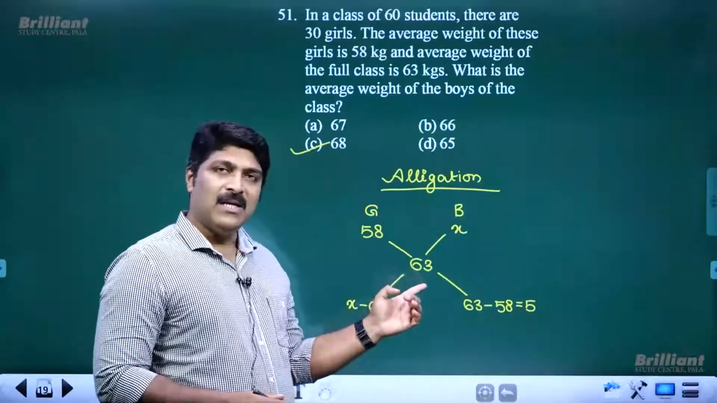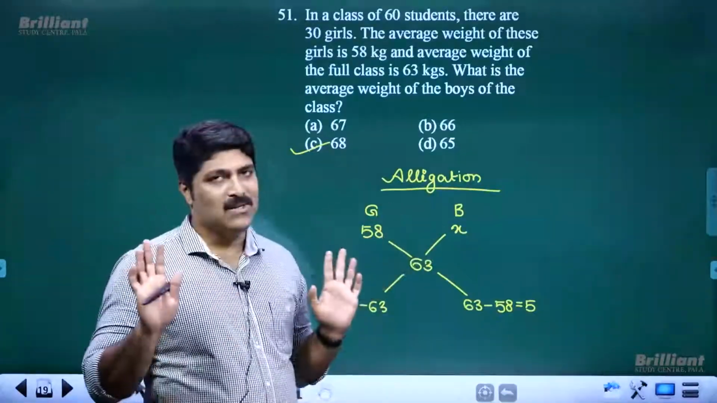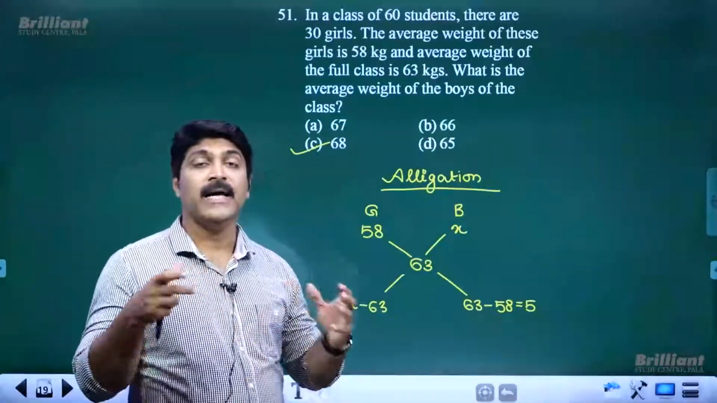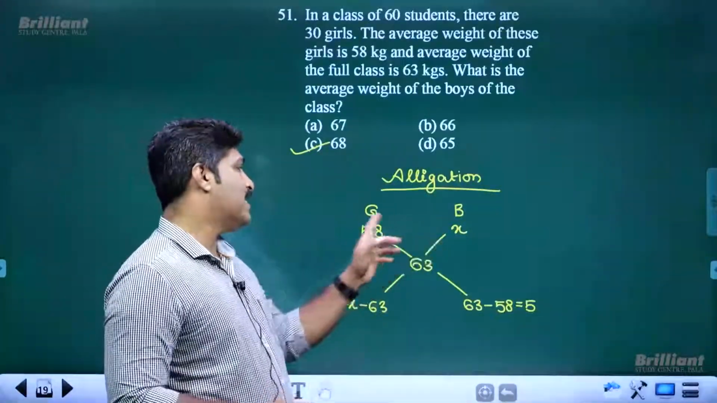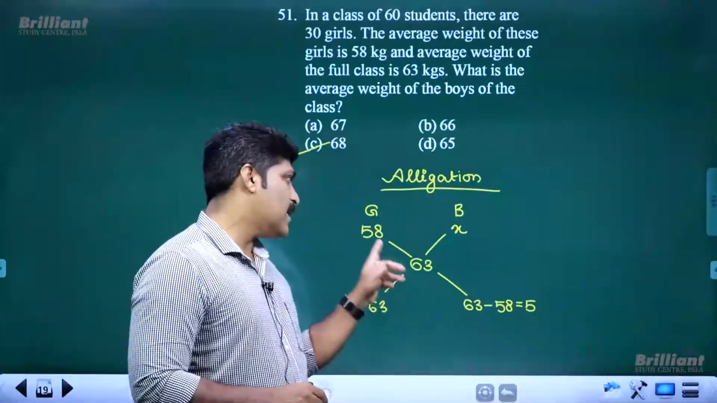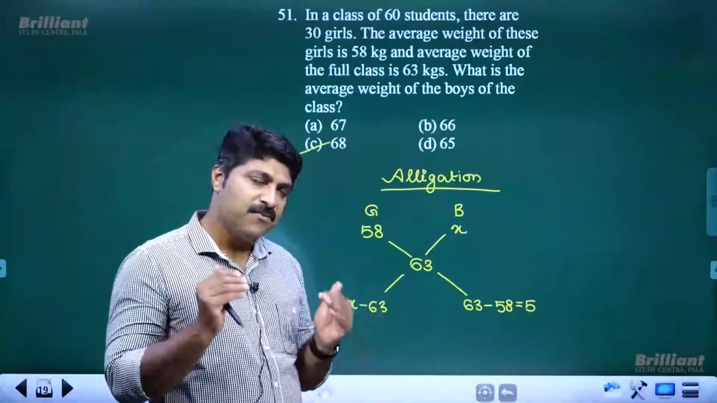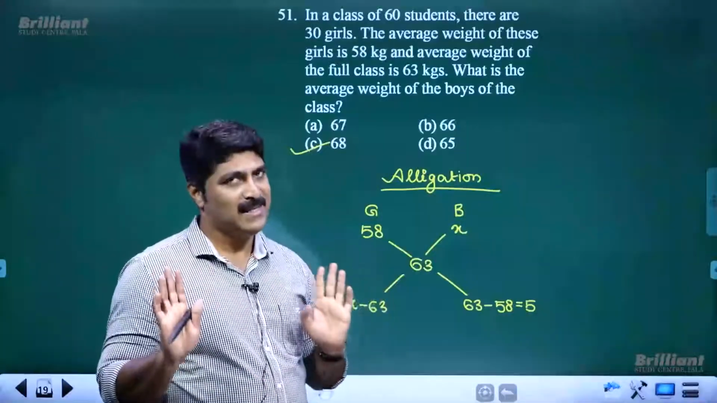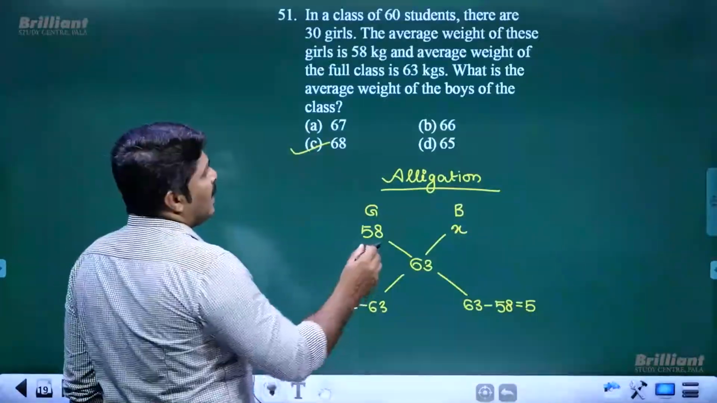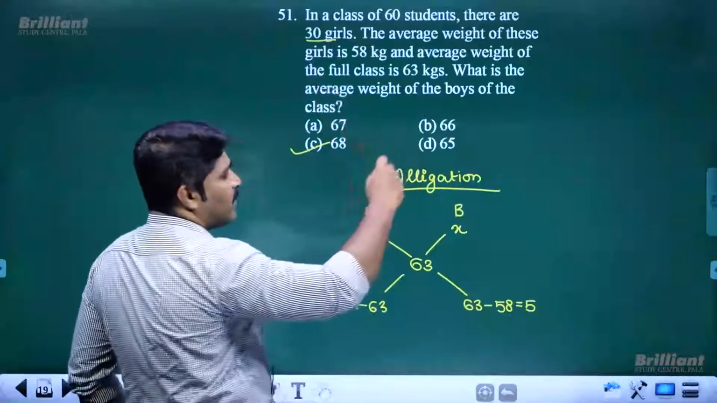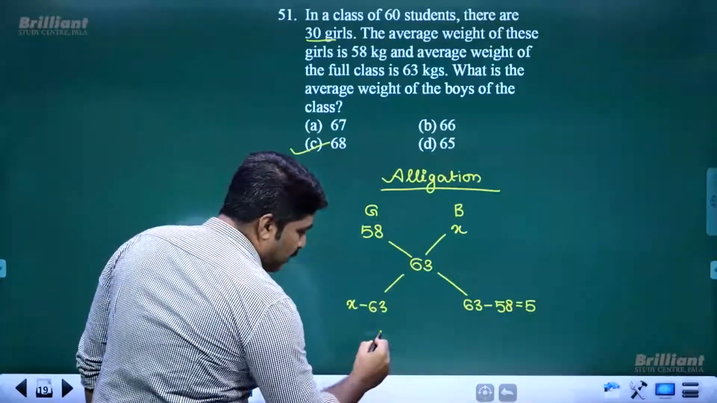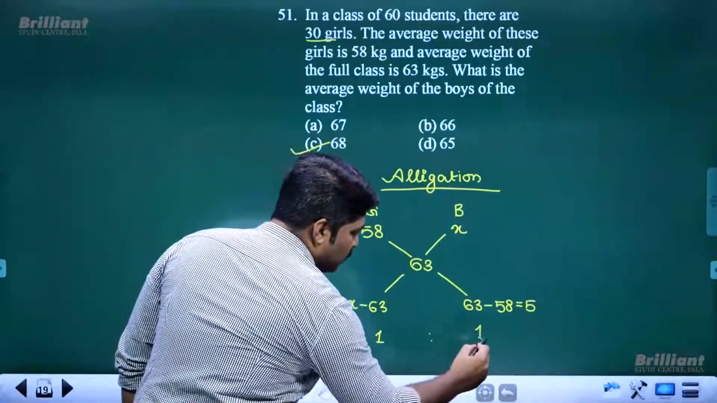This 63 should lie in between 58 and x. That's the basic idea, because 63 is the average, so it should lie in between the observations. Here x and 58 are the observations. In this situation, 58 is less than 63, so definitely x should be greater than 63. Therefore, we have to subtract 63 from x. And we know that there are 30 girls, therefore 30 boys also should be there. The ratio of weightages that we already found is 1:1.